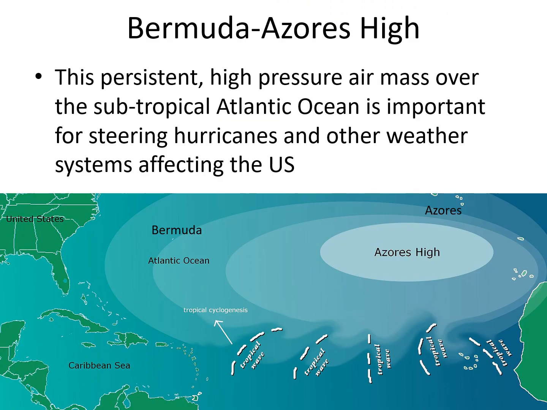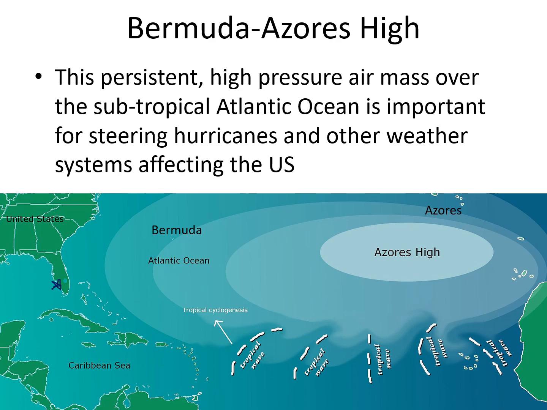Some of these persistent high pressure areas or persistent low pressure areas have names, and meteorologists will refer to those areas by their names in order to discuss the influence that these persistent high or low pressure areas have on weather patterns. And in our region of the world, the Atlantic coast of the United States, our weather patterns are strongly affected by this high pressure system over the subtropical latitudes of the Atlantic Ocean, which is called the Bermuda Azores High.